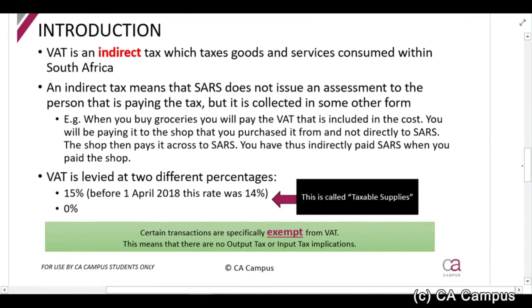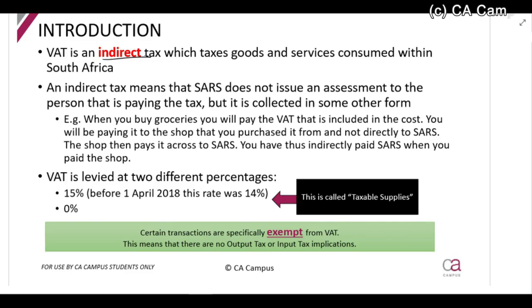We talk about VAT as a little bit of an introduction. The first thing that you need to know, or that you might have heard, is that VAT is an indirect tax. What an indirect tax means is that the people who pay it are not the ones who fill in tax returns and pay it across to SARS. When you think about your personal income tax, that is not an indirect tax, it's a direct tax, because you have to complete a tax return, submit it, and then pay across an amount to SARS. But how does an indirect tax work?